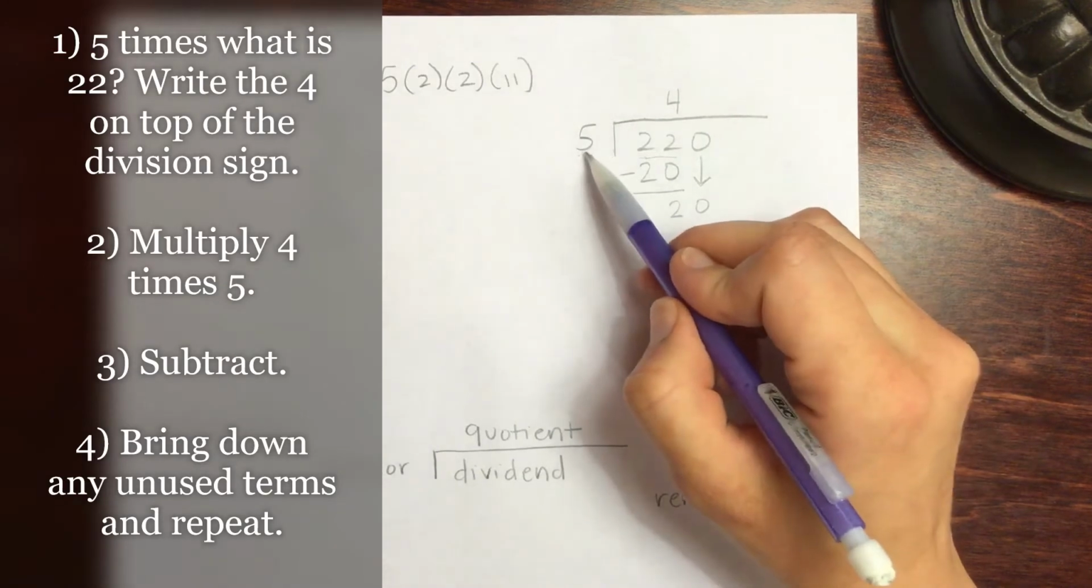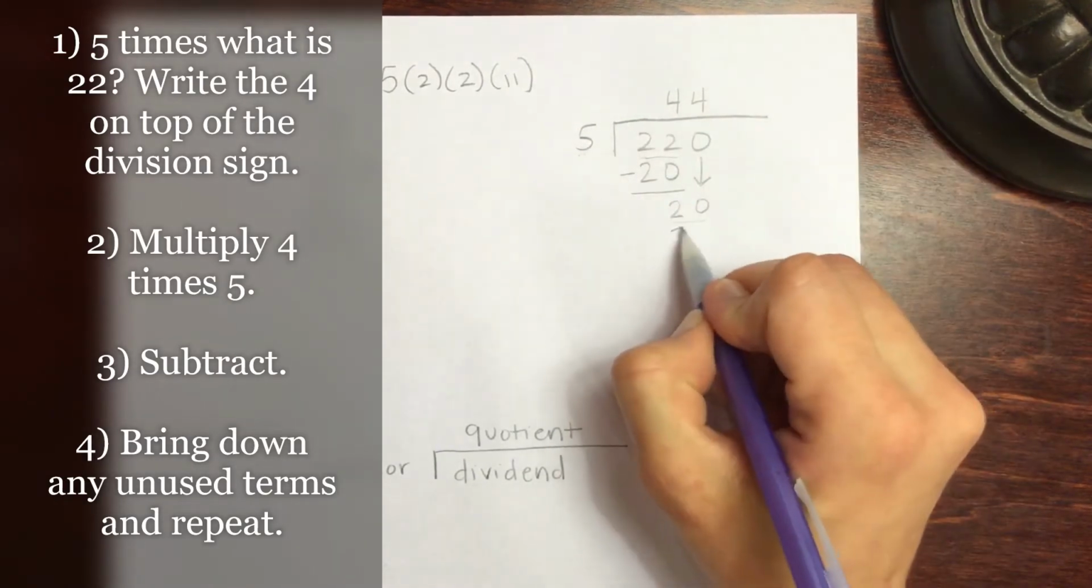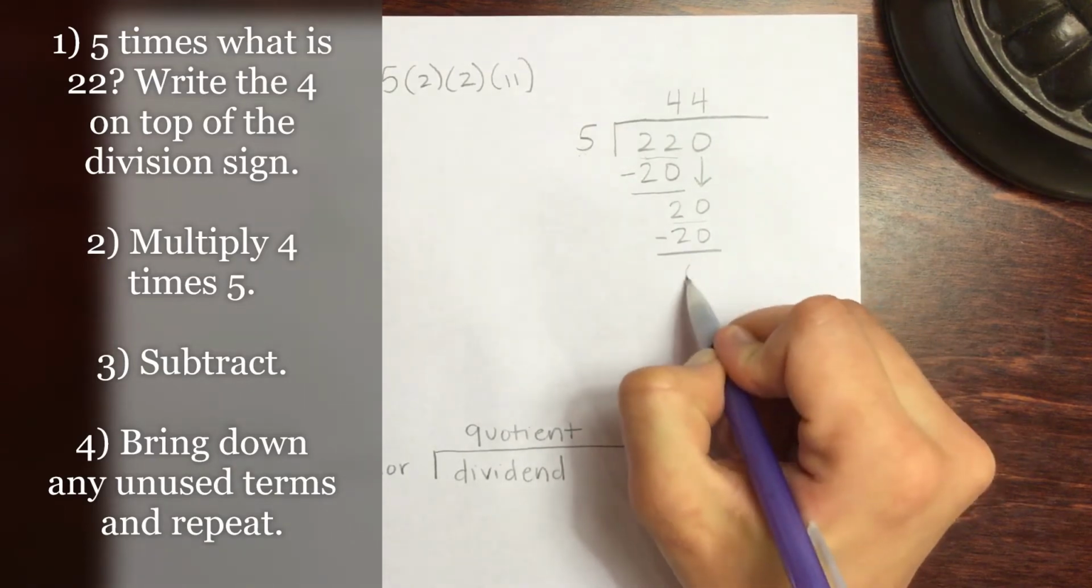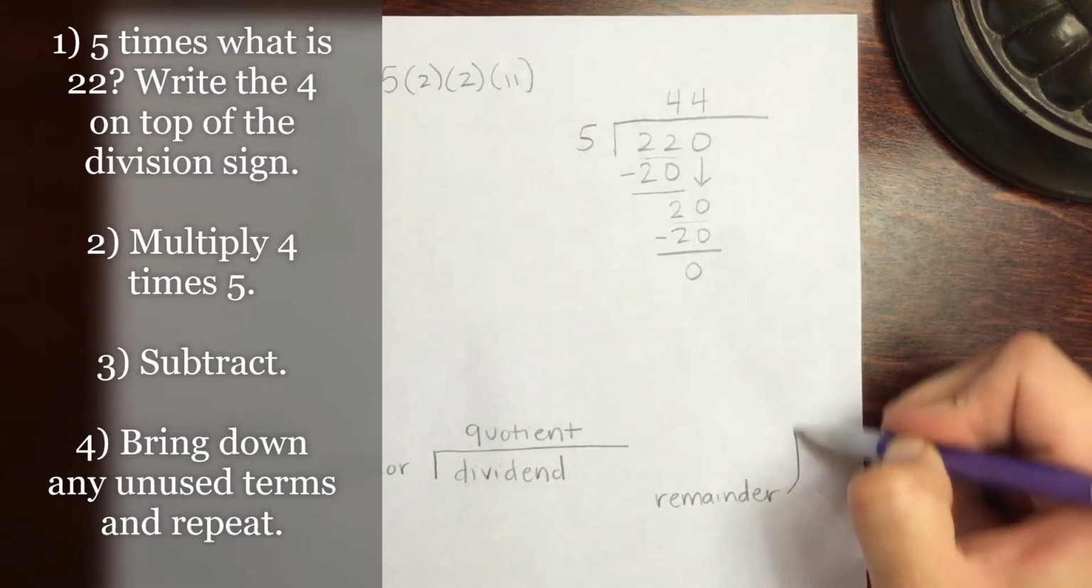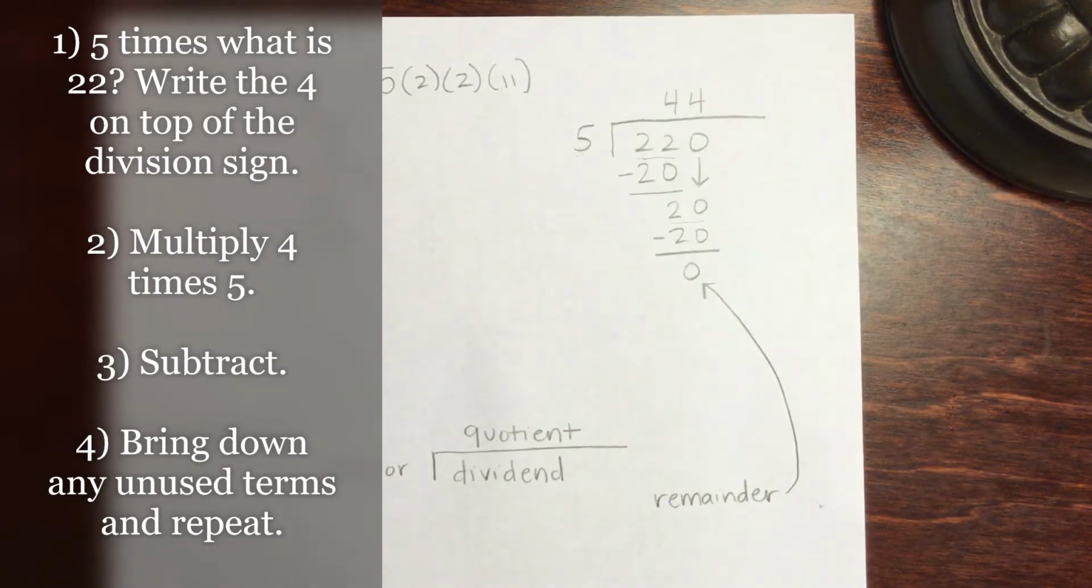All right, repeat the process. 5 times what is 20? Oh, it's another 4. 5 times 4 is 20, and I'll subtract and get a remainder of 0. And because the remainder was 0, we knew we actually had a factor and everything worked out.